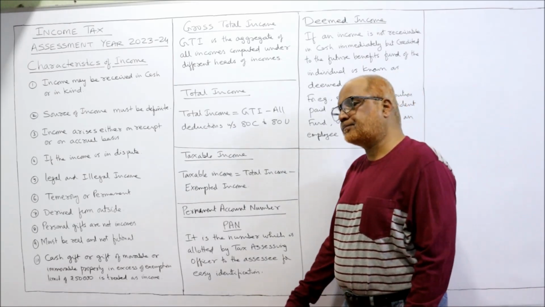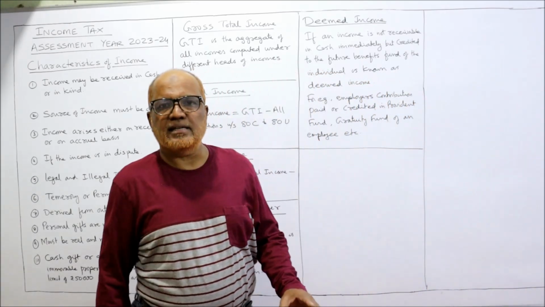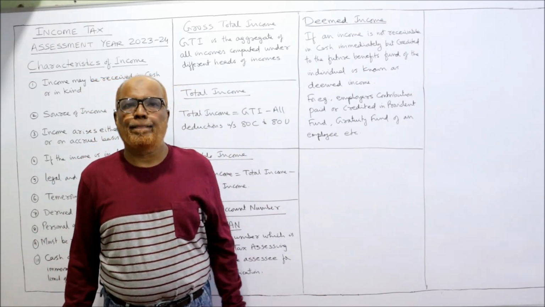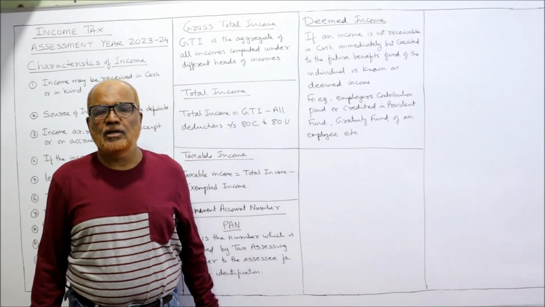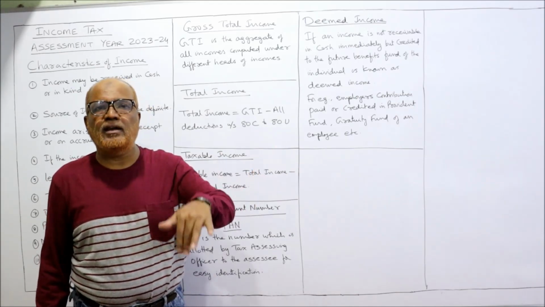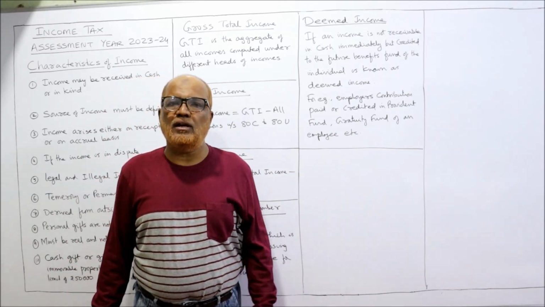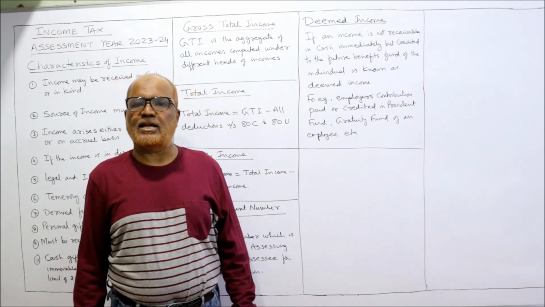Then deemed income. The Income Tax Act says if any income is not received right now but is credited in his account, and later in future you may receive the income, so right now it is called deemed income. The examples of deemed income are provident fund or gratuity fund.